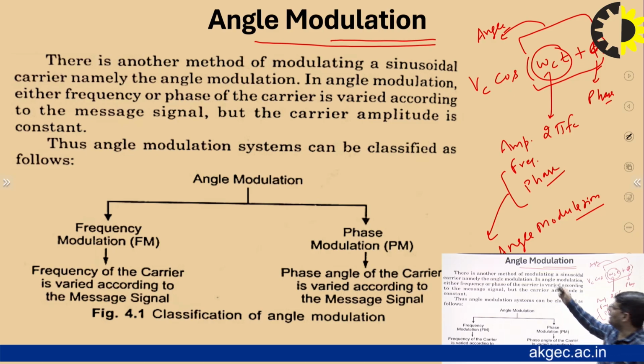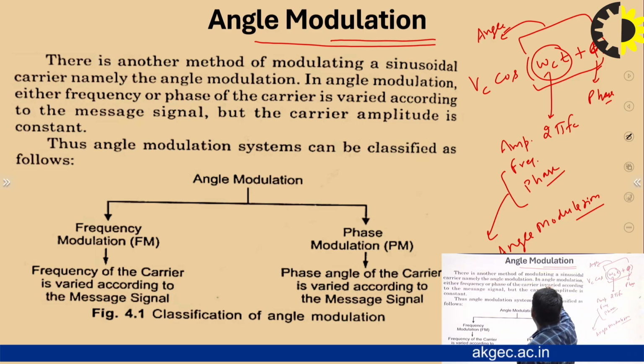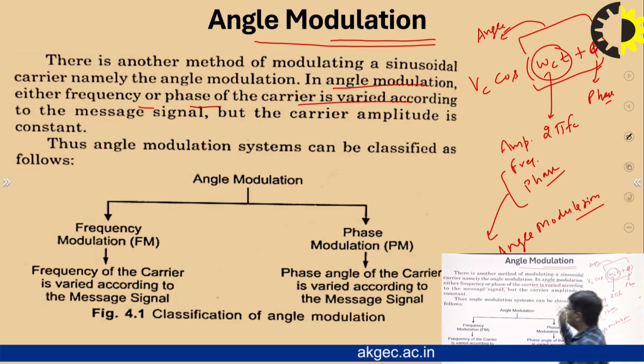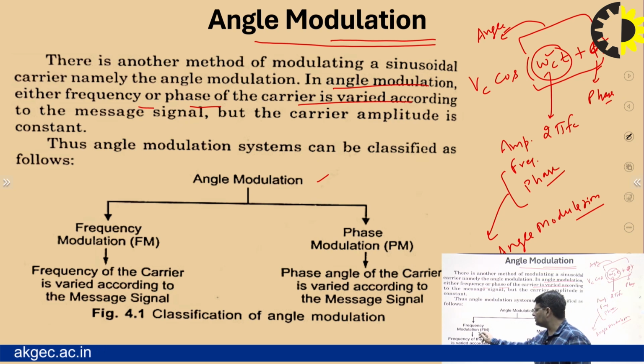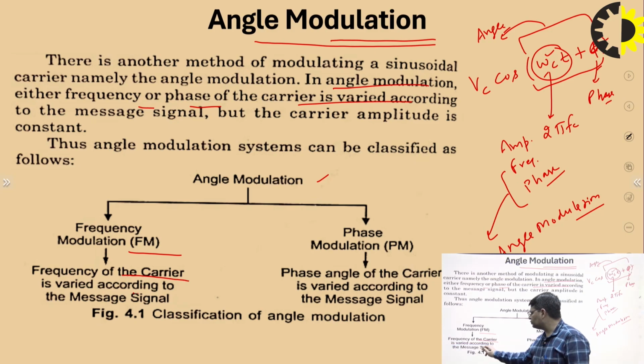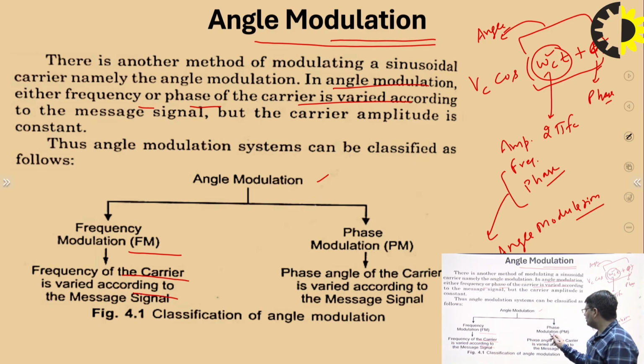So in angle modulation, we vary the frequency or phase of the carrier signal in accordance with the message signal. Either we can vary the frequency or we can vary the phase of the carrier signal according to the message signal. That's why angle modulation can be divided into two types: frequency modulation, where the frequency of the carrier is changed according to the message signal, and phase modulation, where the phase angle of the carrier signal is changed according to the message signal.